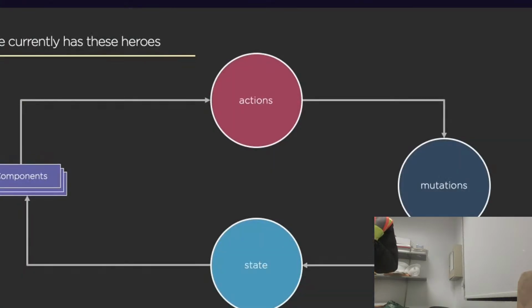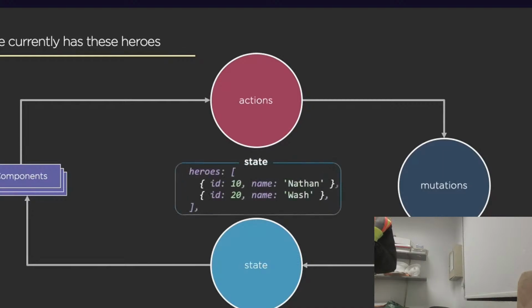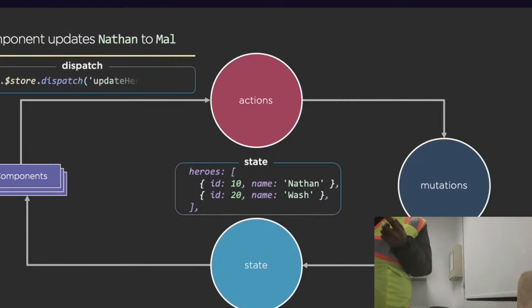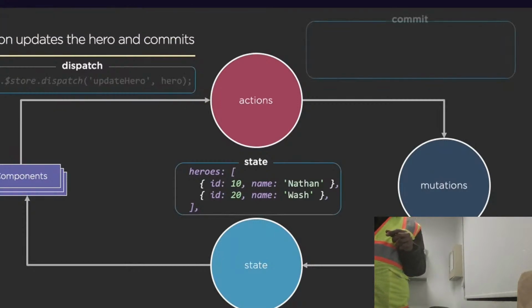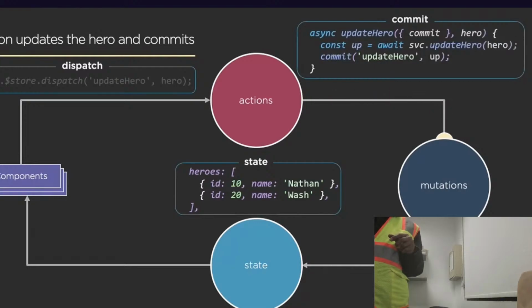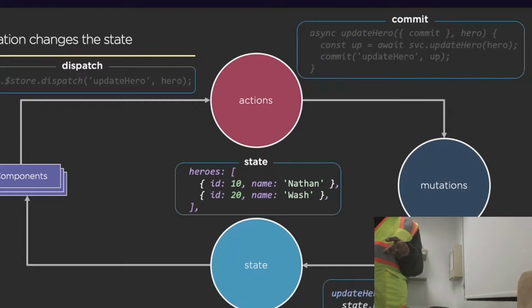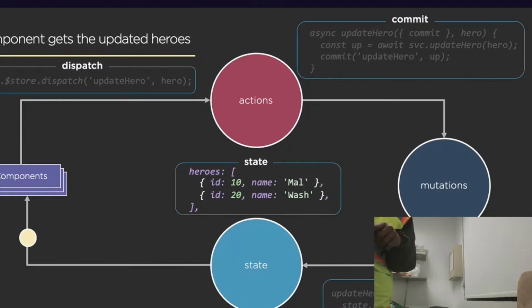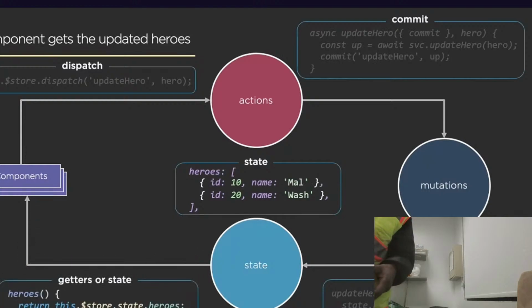So here's what we learned. We saw how we can start with our initial state, and then our components, by mapping the state, can get that state and show it on the screen. And then when we want to dispatch an action to update a hero, we dispatch it passing the hero. That action will then go update it in the database and fire off the commit, which actually fires off the mutation. And the mutation then replaces that hero inside the state, which then, because we're accessing the state through map state or getters back in the components, we get to see that on screen.